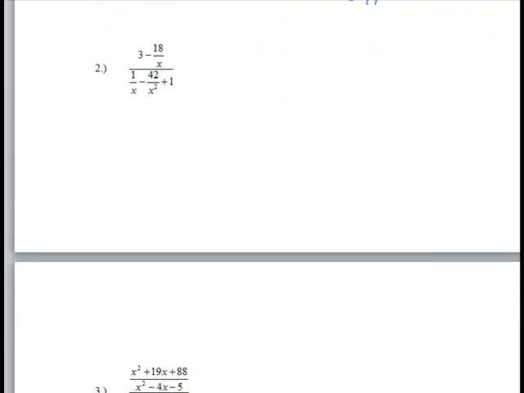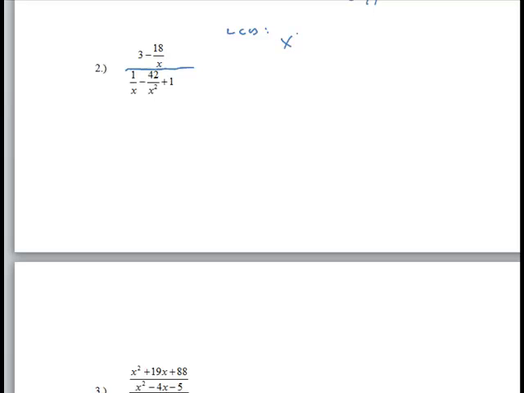Example 2. Another complex fraction. In this case, we have two terms in the numerator, one of them being a fraction. But we have three terms in the denominator, two of them being a fraction. So the LCD, look at all three of those denominators: x, and x squared.